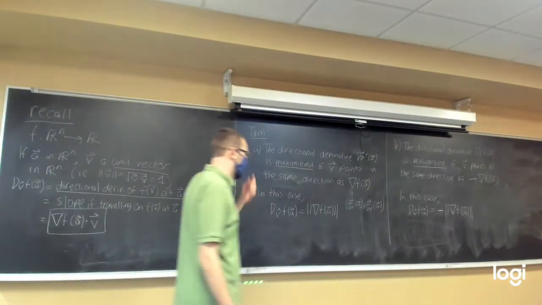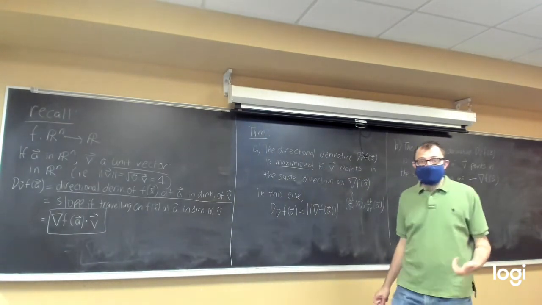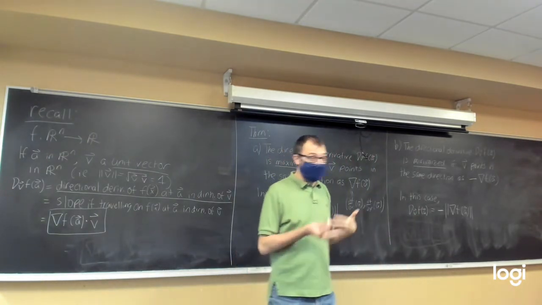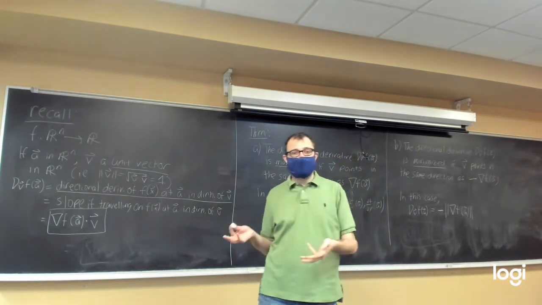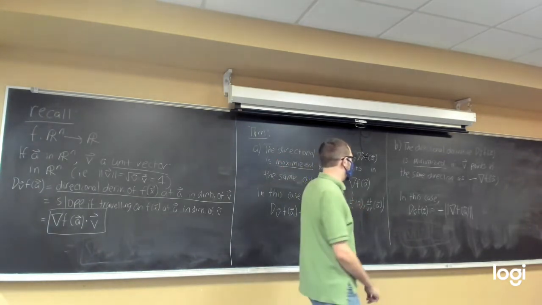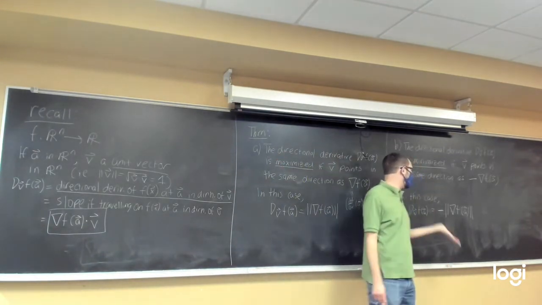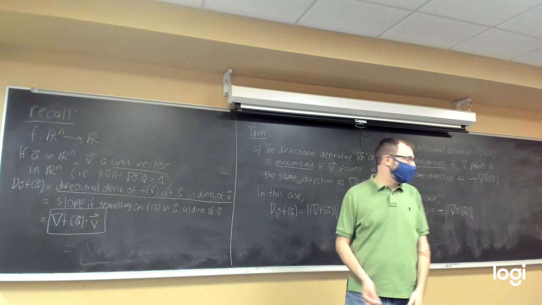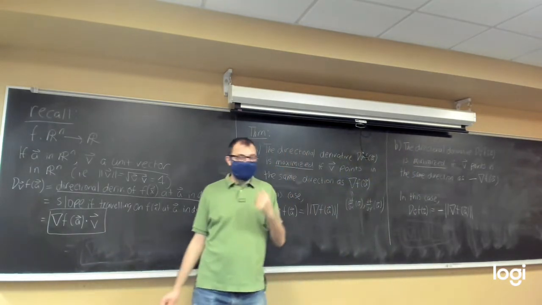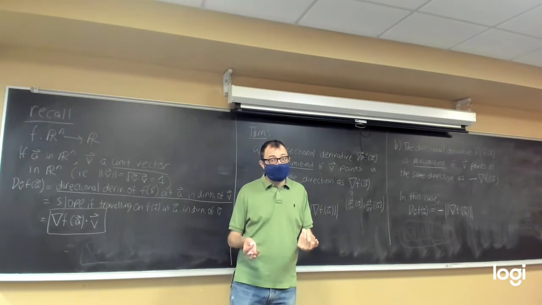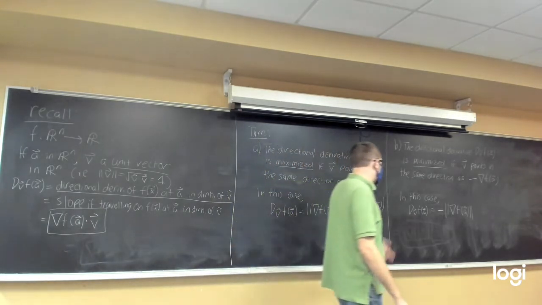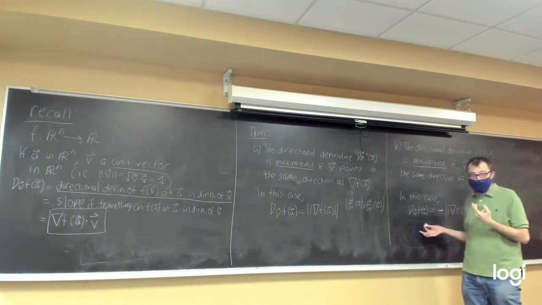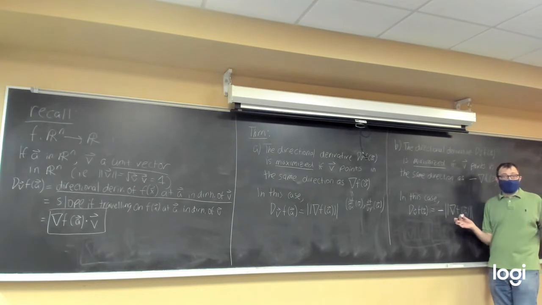And similarly, if you want to look at the direction we can walk in that's going to give us the most downhill slope, the most negative slope we could possibly have, in other words, the direction that's going to minimize the directional derivative, it's if the direction v you're walking in points in the same direction as the negative of your gradient vector. Meaning it points in the exact opposite direction that the gradient vector is pointing. And if that's the case, then the slope you're going to get walking in that direction is going to be equal to the negative of the magnitude of the gradient vector.